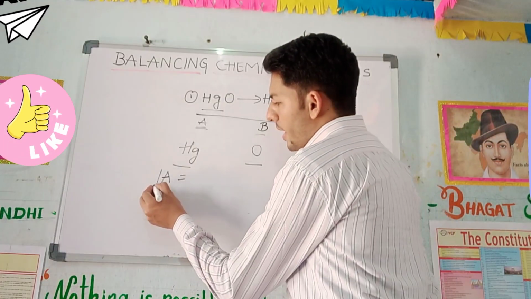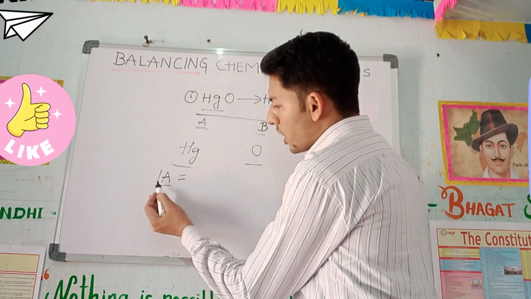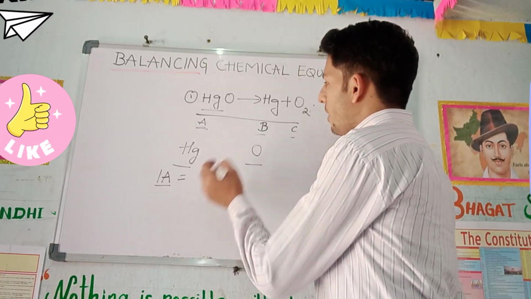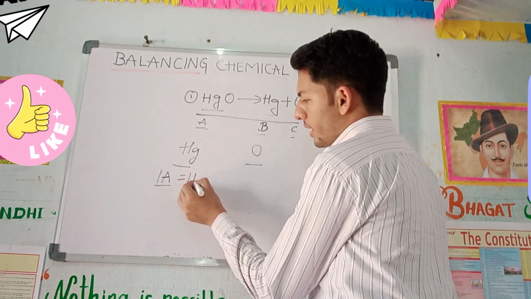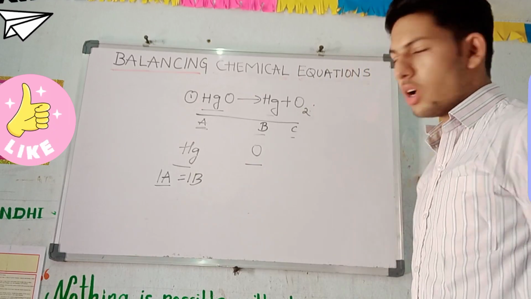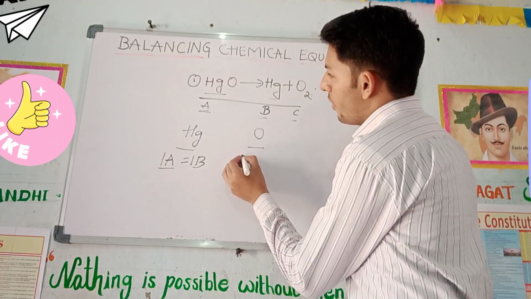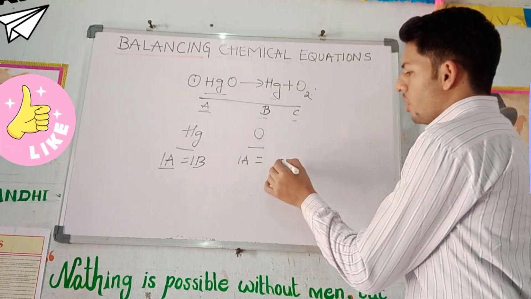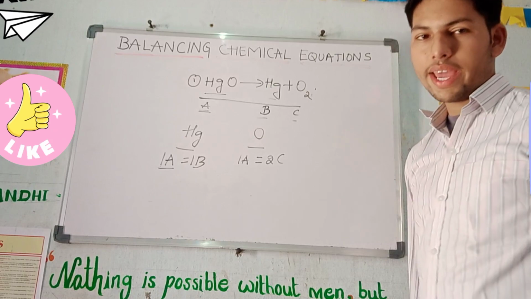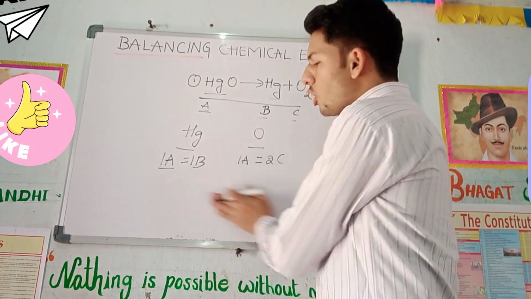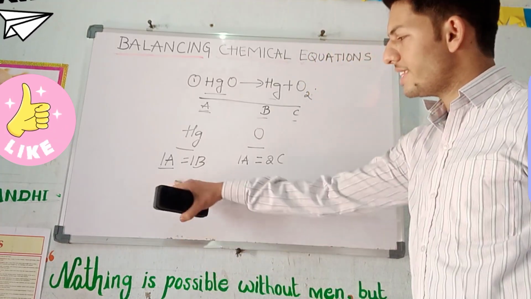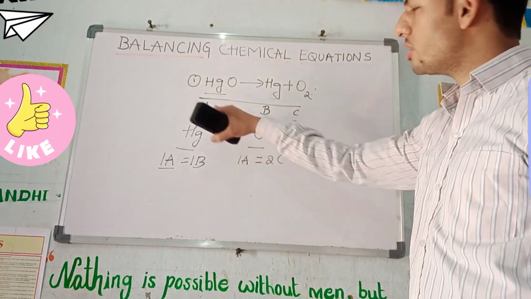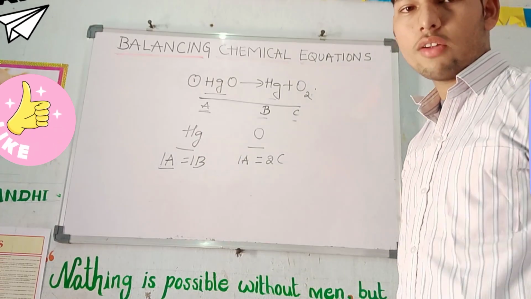Now in A, we have one Hg. One in the B. Now let's do the same for the oxygen. We have one oxygen in A, and that equals two oxygens in C. Now we just have to solve these linear equations, and we get the values of A, B, and C. We substitute them, and our equation is balanced.